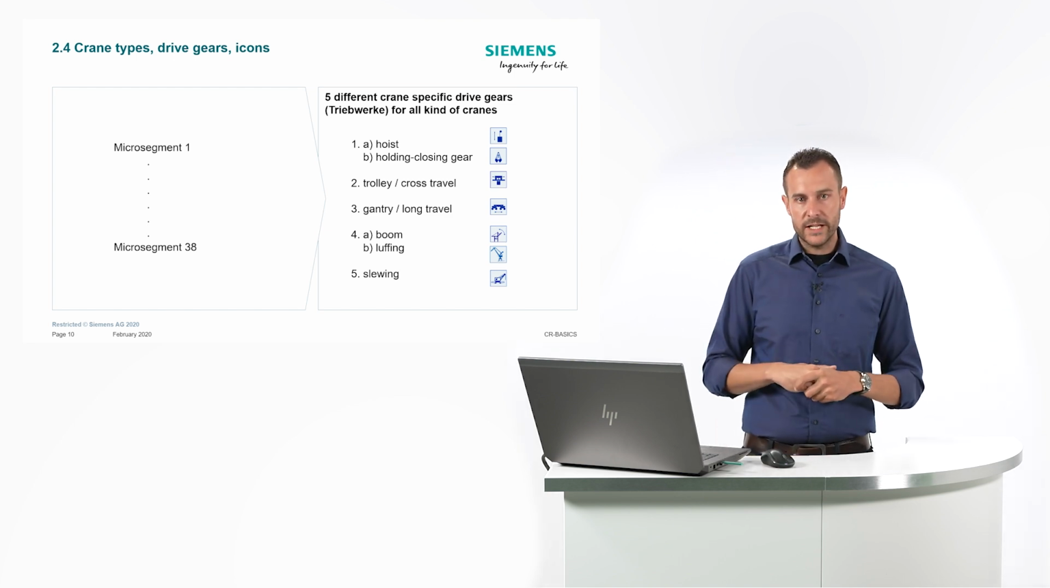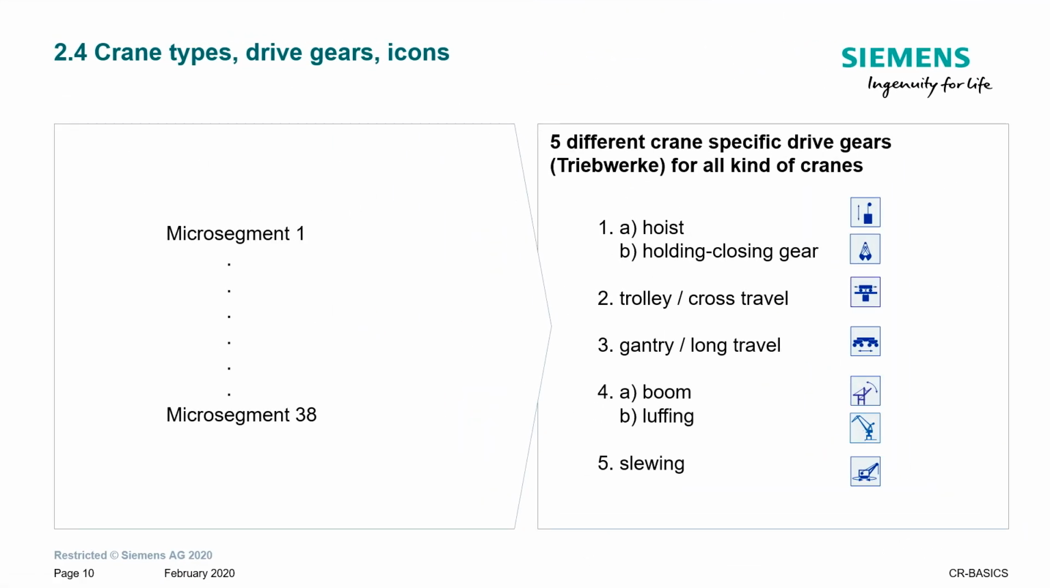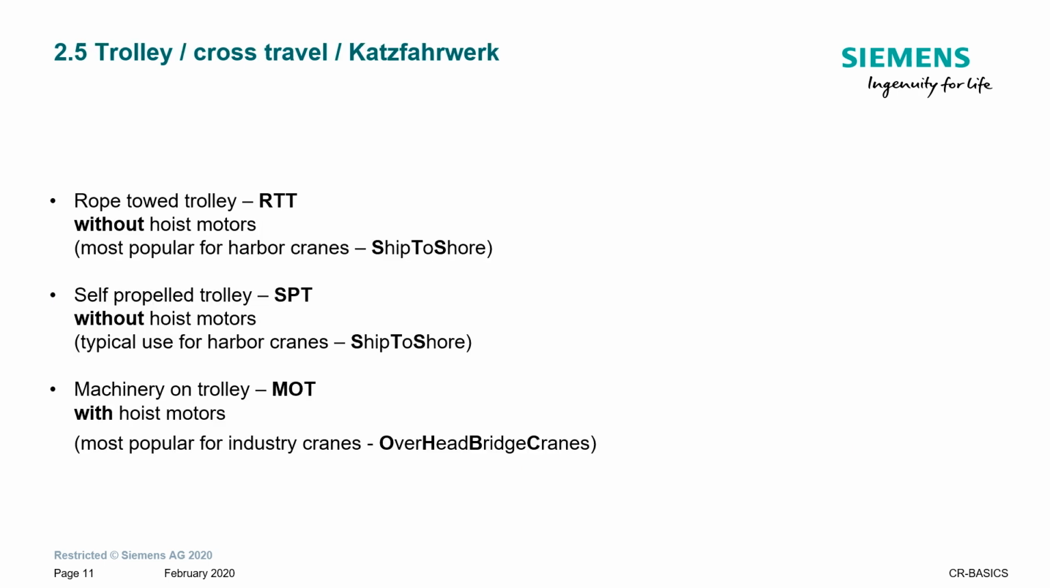So all cranes have 5 drive gears, with different types of them. The first of them is hoisting, or holding and closing. Then the trolley movement on the crane, the gantry movement or long travel of the crane, then the boom and the luffing, and last but not least the slewing of the crane. We will go through it step by step.